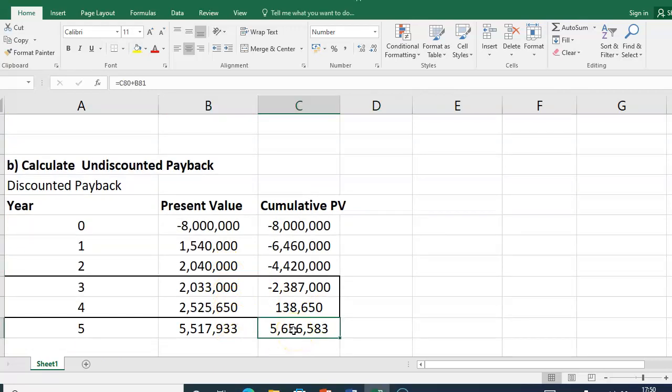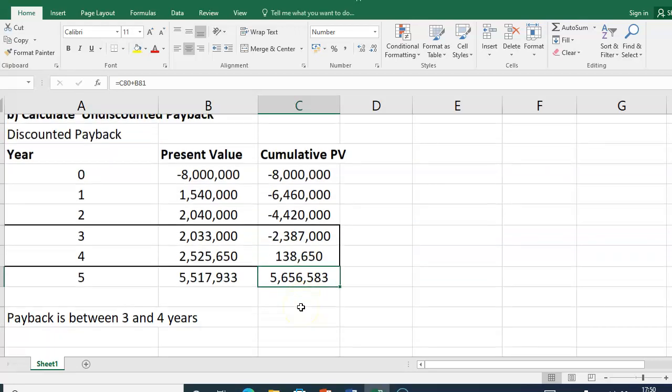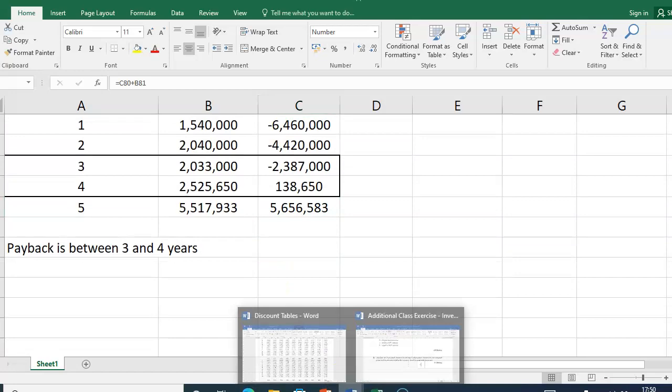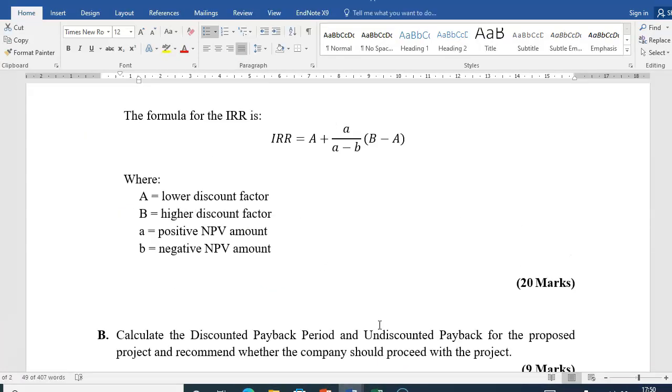We can see for this particular project that whether it's the discounted or the undiscounted payback, the payback occurs in year 4. We're going from a negative in year 3 to a positive in year 4. So that is Fly With Us.